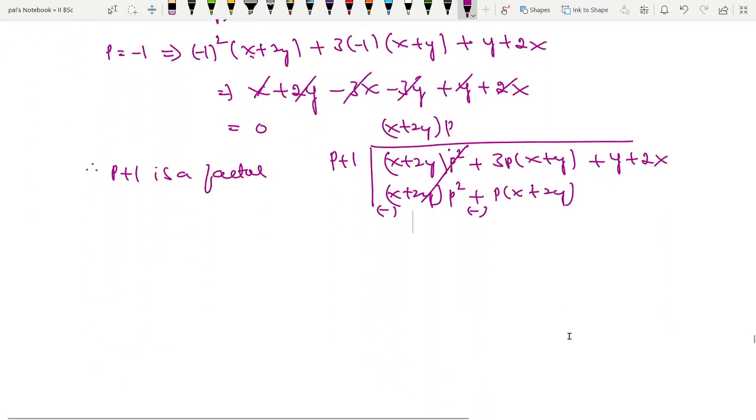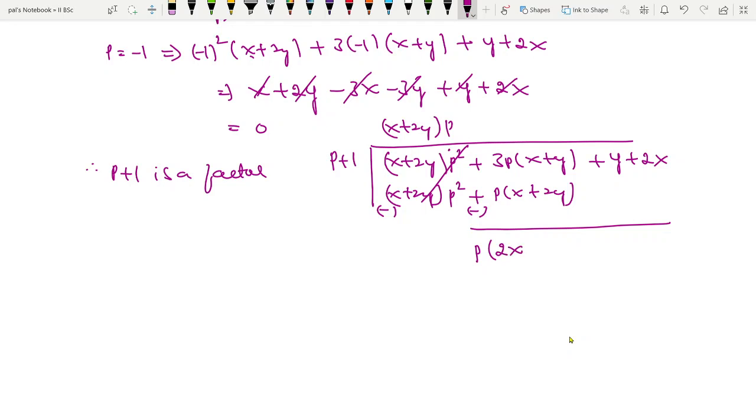So we have to take p as a common factor. Take p as a common factor and simplify. There is p in two places here, so taking p as a common factor, 3x remains. 3x minus x is 2x.